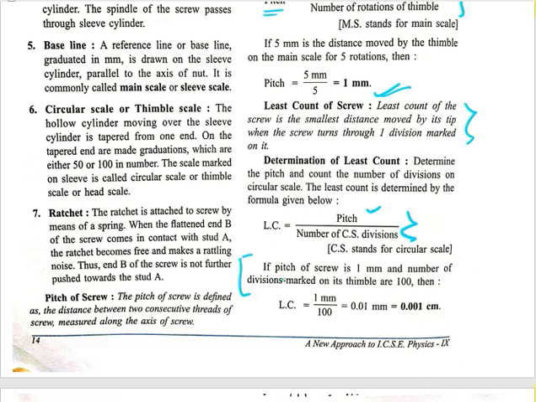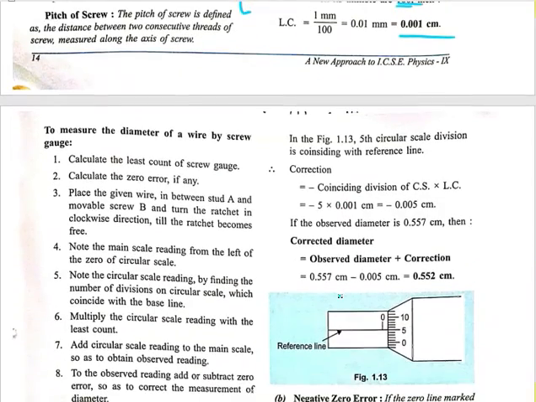Suppose you see this example: if the pitch of a screw is 1 millimeter and the number of divisions marked on its thimble is 100, then our least count will be the pitch, 1 millimeter, divided by the number of circular scale divisions, which is 100. So this will be 1 by 100, and if we divide it, we get 0.01 millimeter, or if we convert it into centimeter, 0.001 centimeter. Fine.